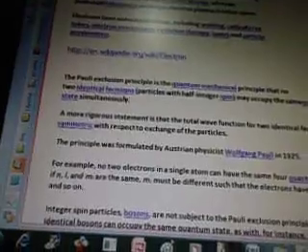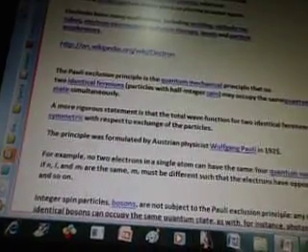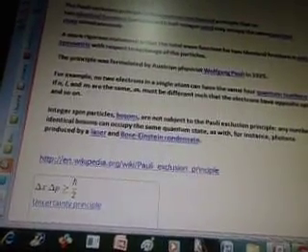The Pauli exclusion principle is the quantum mechanical principle that no two identical fermions, particles with half-integer spin, may occupy the same quantum state simultaneously. A more regular statement is that the total wave function for two identical fermions is antisymmetric with respect to exchange of the particles. The principle was formulated by Austrian physicist Wolfgang Pauli in 1925. For example, no two electrons in a single atom can have the same four quantum numbers.